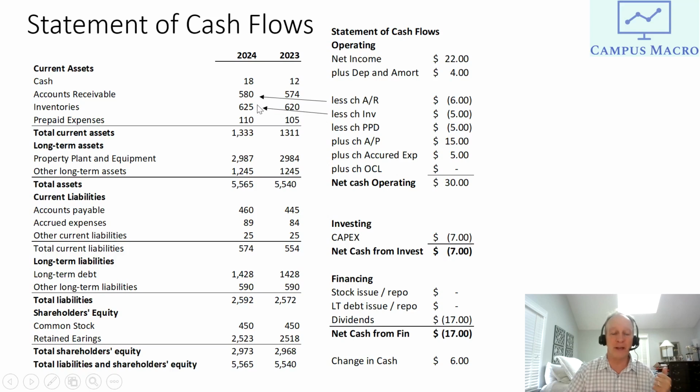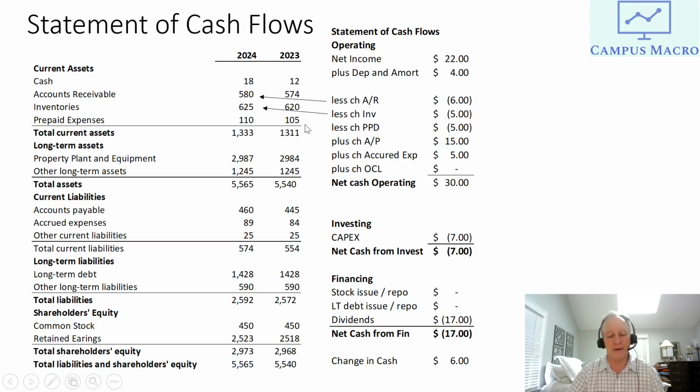So when inventory goes up, that is really an investment in the firm, but it is not reflected in the income statement. So we have to knock this number down. An increase in inventory causes you to reduce your cash flow from operating activities.